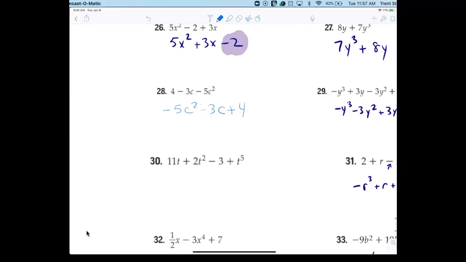Yes, sir. If you have both to the same power, is there a certain order you combine them? True? Yeah. You with me? Yeah, all right.